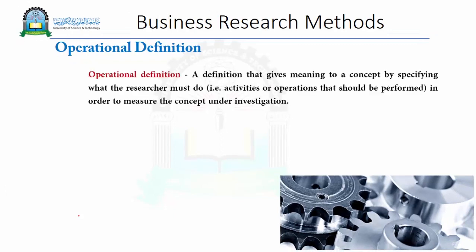So what is an operational definition? When we define the variable, we might define it in two ways. The first one is the conceptual definition, which is the concept. What is the concept? We need to know the conceptualization of this variable. Another definition is what we call the operational, that means a definition that gives meaning to a concept by specifying what the researcher must do, the operations that should be performed in order to measure the concept under investigation.